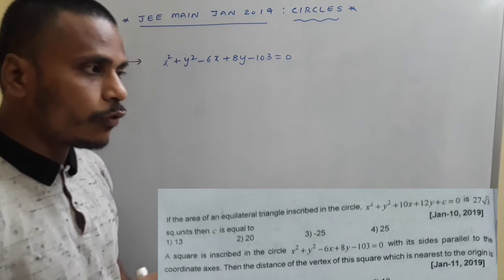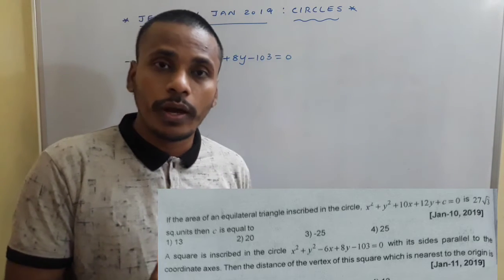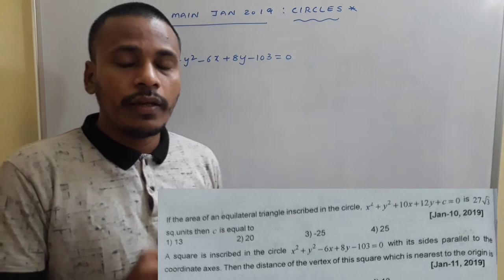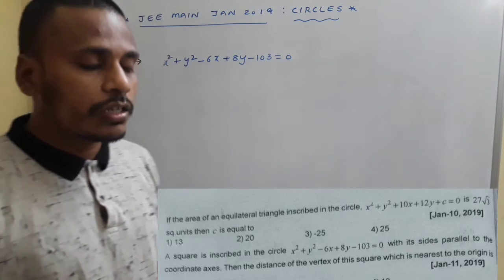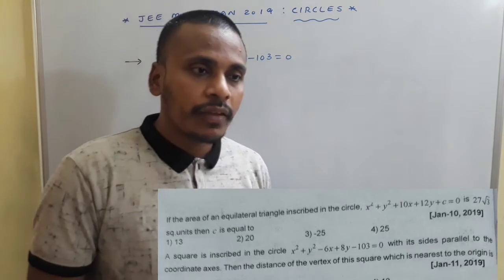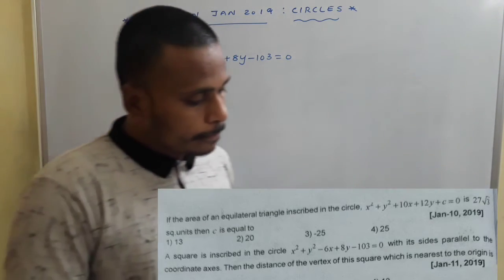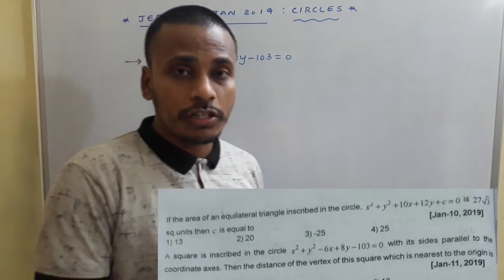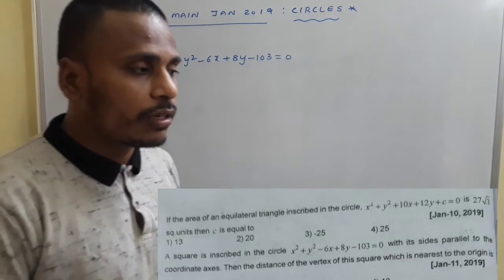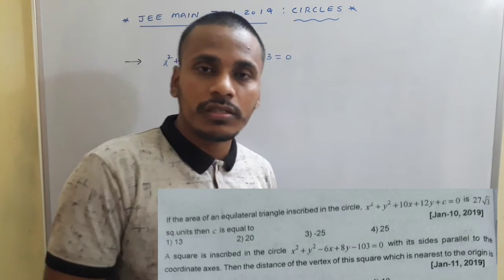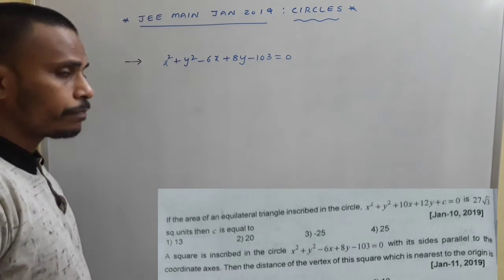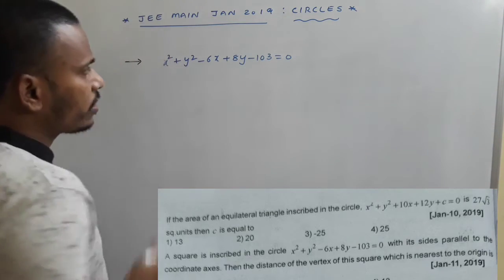So first of all we need to find out the 4 vertices of the square which is inscribed in the circle. Then we need to calculate the distance from the origin to each vertex, and mention which is nearest to the origin. So after calculating the distances from the origin, we need to mention the smallest distance. So this is the circle. First of all, you just analyze this circle.